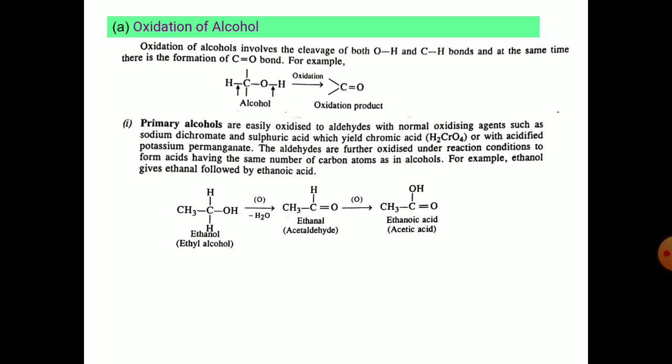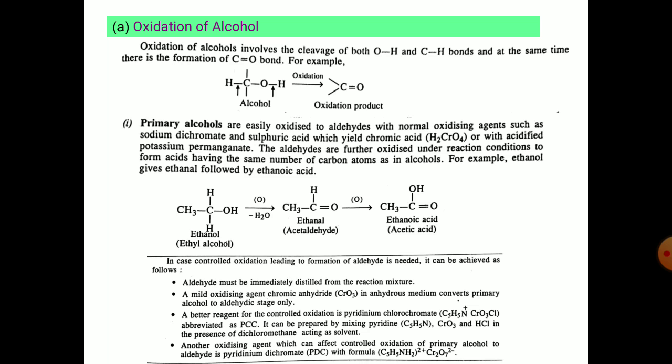oxidation gives CH3C double bond OH. That means the CH bond becomes COH bond. That means O is introduced into the CH bond. So ethanoic acid is produced, which is also known as acetic acid.